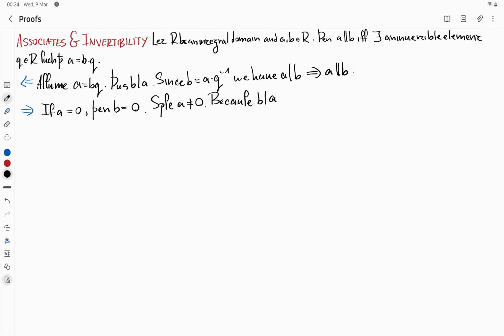because B divides A, we can write A is equal to B times U, and since A divides B, we can write B is equal to A times V. Right, because that's the definition of two elements being associated, right? One must divide the other, and at the same time the other one must divide the first.